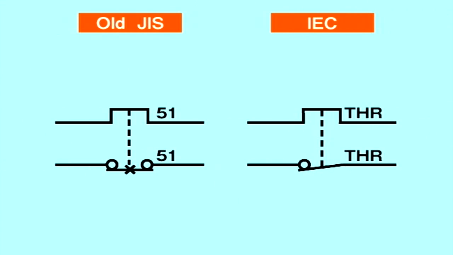In these circuit diagrams, 51 and THR indicate thermal relays. In many cases, the thermal relay is incorporated in the MCCB and electromagnetic contactor.